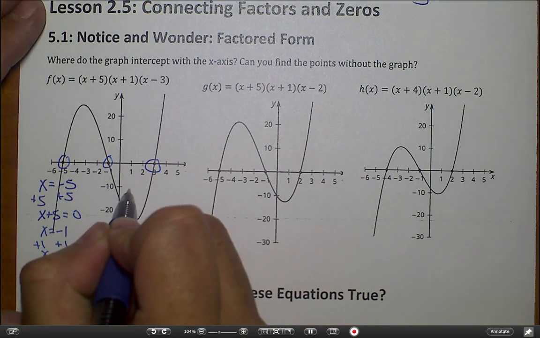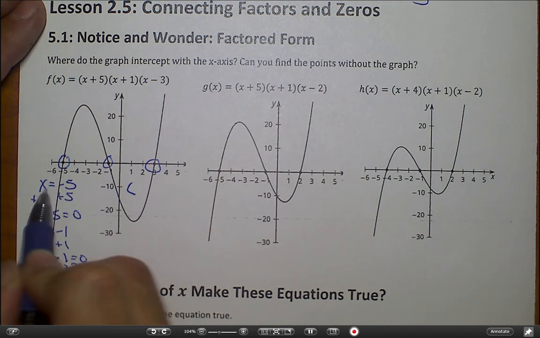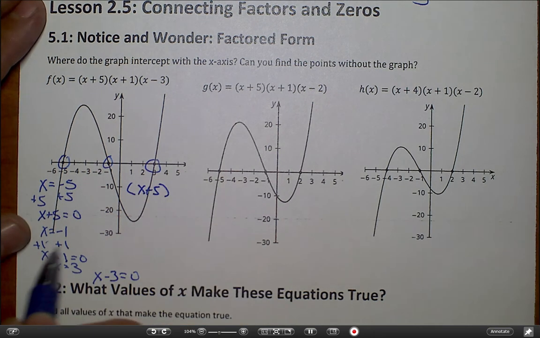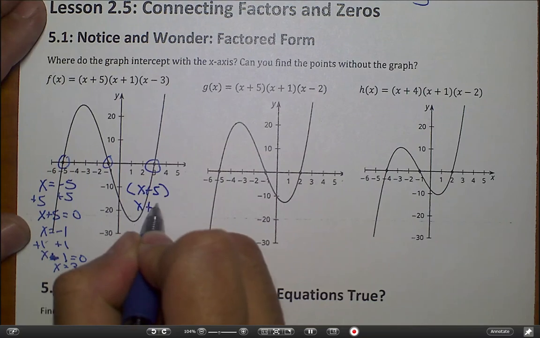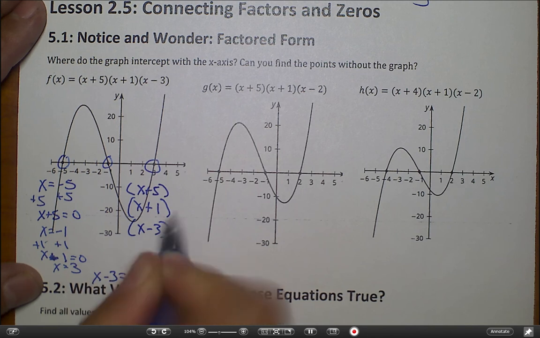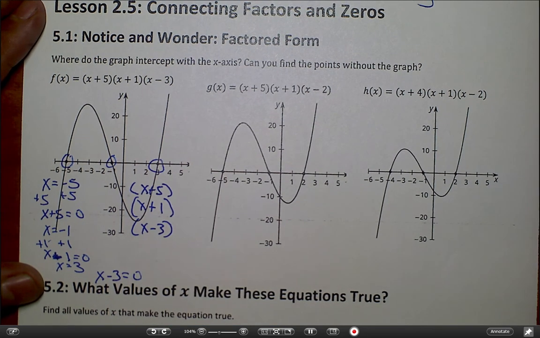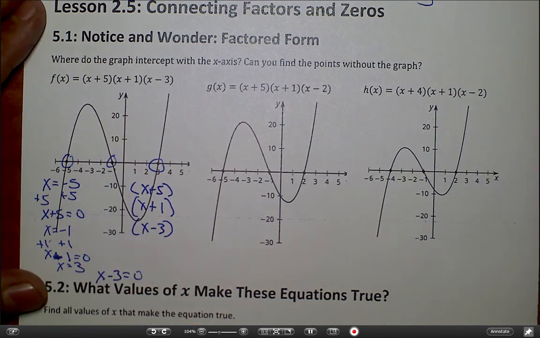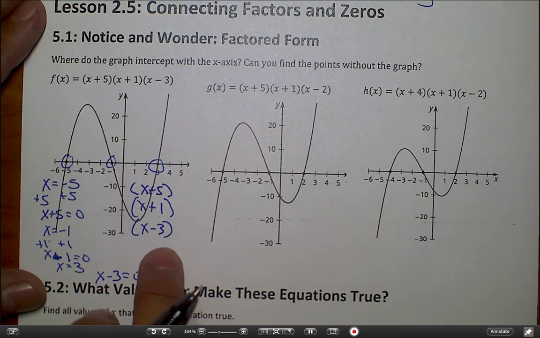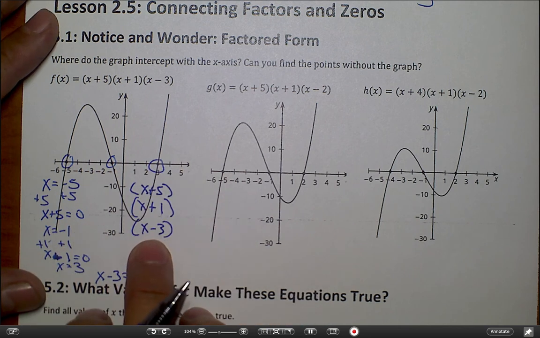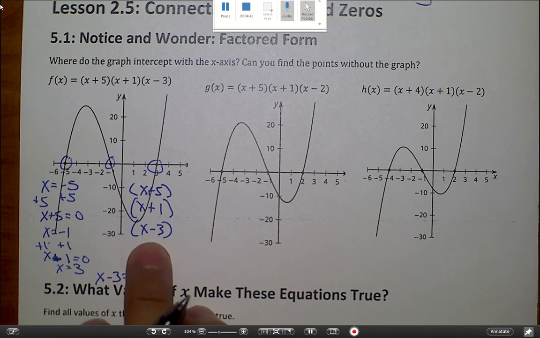So my function is going to be the quantity, like I did right there, x plus 5. Right here, x plus 1. And right here, x minus 3. Those are the factors of this function. So I'm going to end up with some trinomial if I were to distribute all this out. Does that make sense?